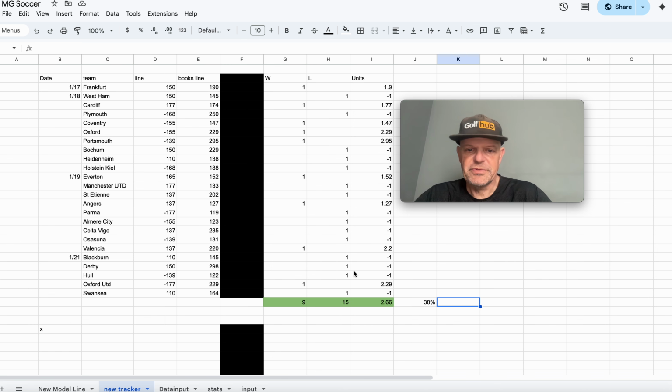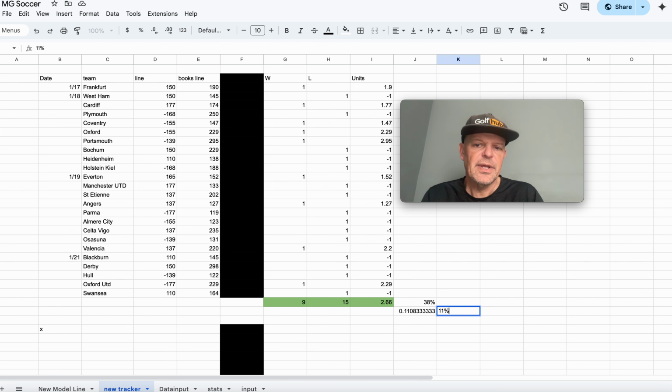There was no juice, so we just take, very simple to calculate this. We would take the units that we made, which was 2.66, divided by the total amount of units we invested, which was 24, and we get an ROI of 11%, which is really good.